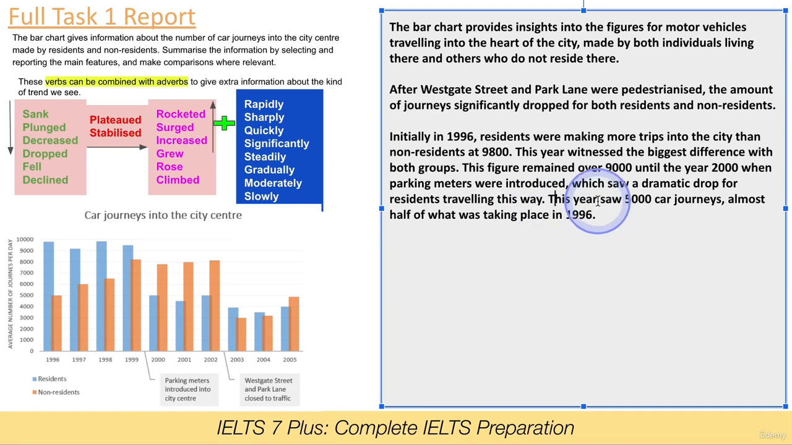This year, or we could say the year in question, the year that we're just talking about, saw 5,000 car journeys, almost half of what was taking place in 1996 for residents. So we're comparing between both groups and between residents at different points of the year as well. We'll compare a lot more with non-residents in the next group. Okay. So then what happened?